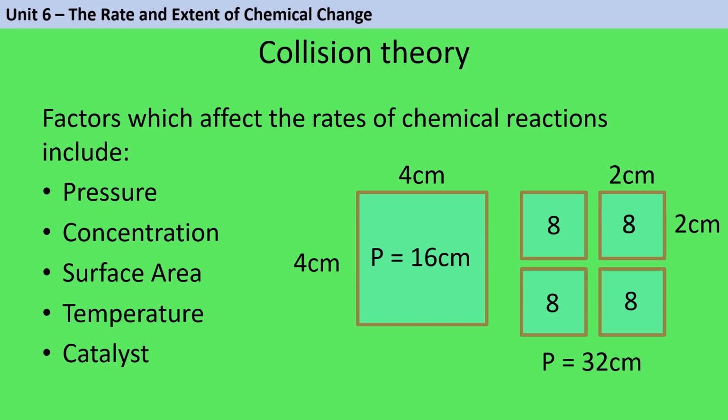So we can increase the rate of chemical reactions by cutting metal into smaller pieces or grinding up marble chips to make powder. Again, this will increase the frequency of collisions.